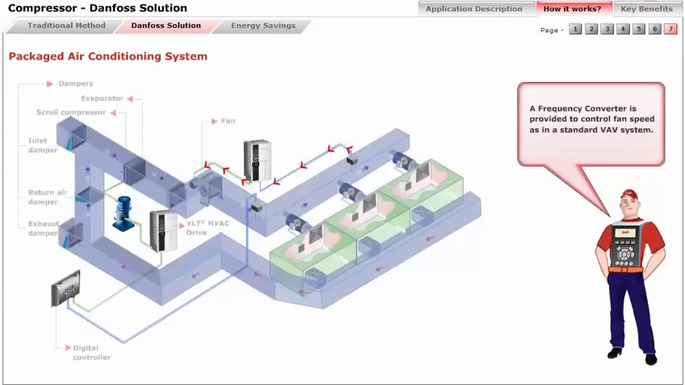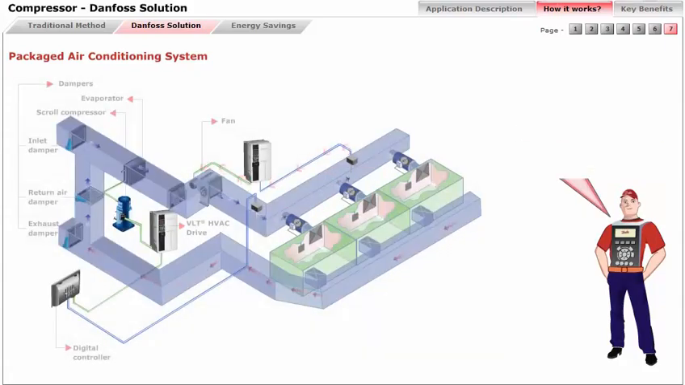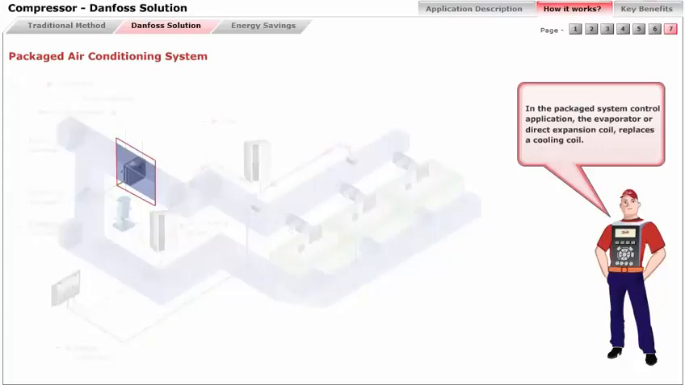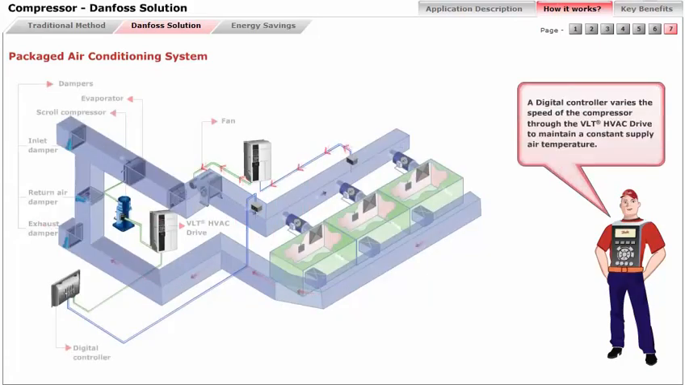A frequency converter is provided to control fan speed, as in a standard VAV system. Fan speed is controlled by a duct static pressure sensor in response to the demands of room VAV boxes. In the packaged system control application, the evaporator, or direct expansion coil, replaces a cooling coil. A temperature sensor is installed in the supply air duct to the VAV boxes. A digital controller varies the speed of the compressor through the VLT/HVAC drive to maintain a constant supply air temperature.